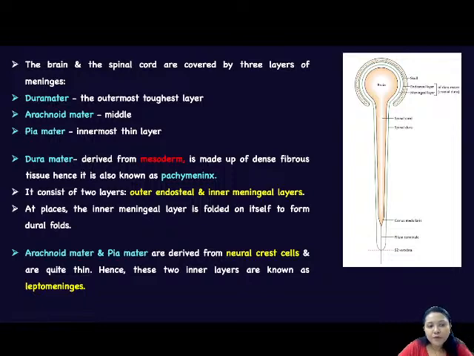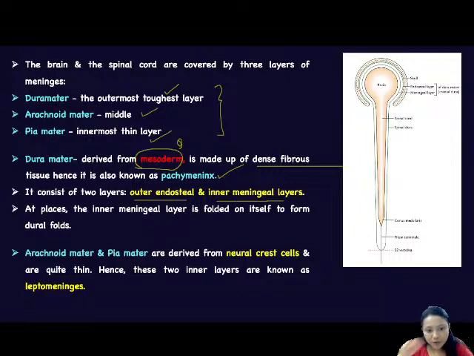You know that the brain is covered by three meninges. You have the dura, which is the toughest, then the middle arachnoid, and the innermost is pia. Now dura mater is derived from mesoderm. Sometimes you might get an MCQ on this. Because it is derived from the mesoderm, it is a dense fibrous tissue, and it is known as pachymeninx. The dura mater will have an outer endosteal and an inner meningeal layer. In certain places it will undergo dural folds.